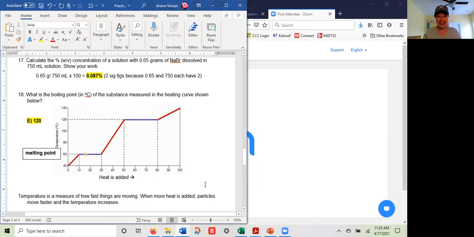Now, temperature is a measure of how fast things are moving. When more heat is added, the particles move faster and the temperature increases. So if I have a fever, the particles in my whole body start moving faster, and the ones I measure in my mouth with a thermometer register that they're moving faster.